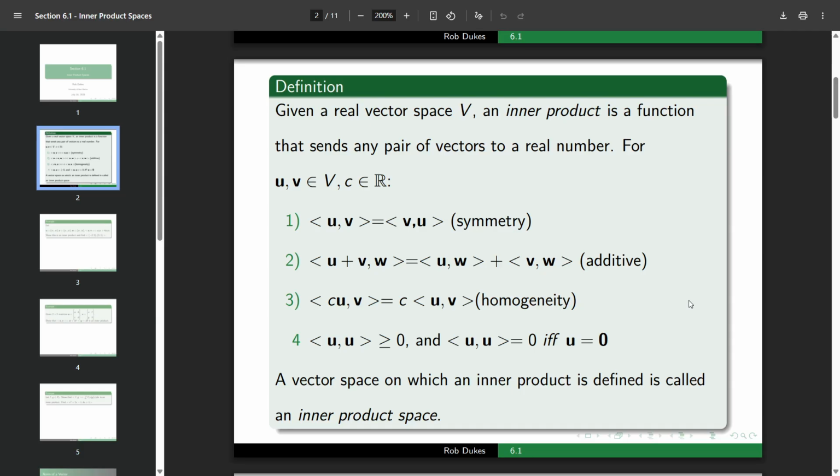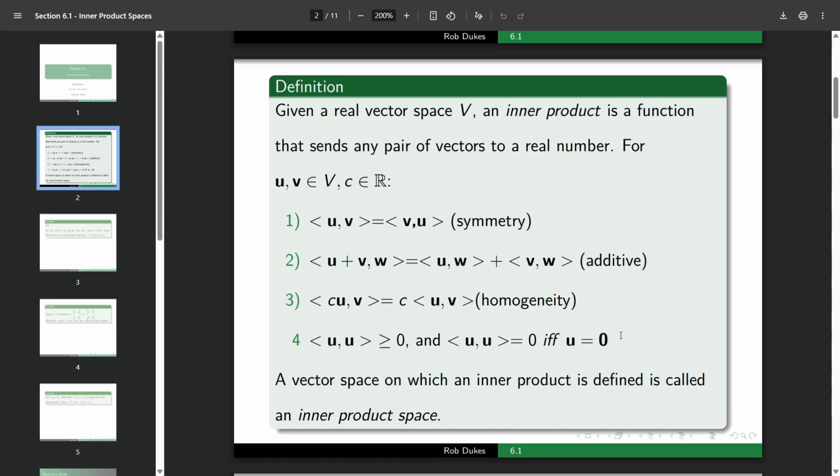We have any two vectors, u and v, that go to a real number. And the rules are, first, symmetric. If we put u, comma, v, or v, comma, u, we get the same thing. We use these little angle brackets, which is probably why the book uses parentheses for vectors, because it was saving angle brackets for the inner product. We have this additive property, which says if we can split one of the two vectors into u plus v, then we can distribute the w to both of them. So we get <u,w> plus <v,w>.